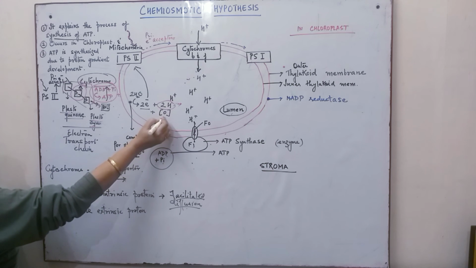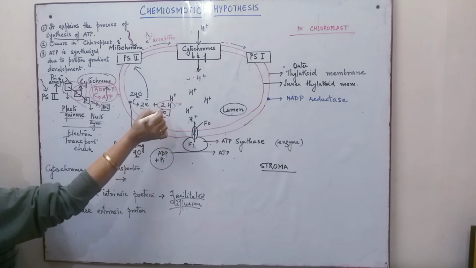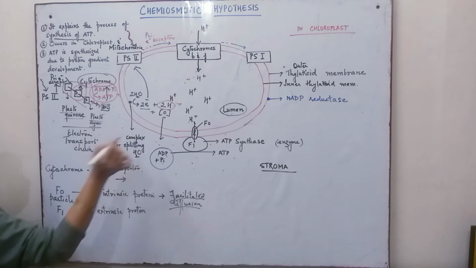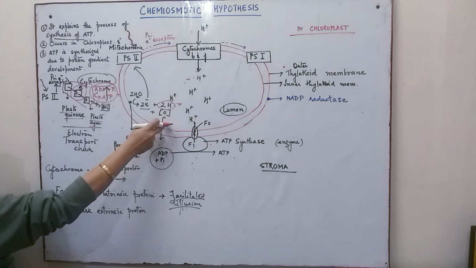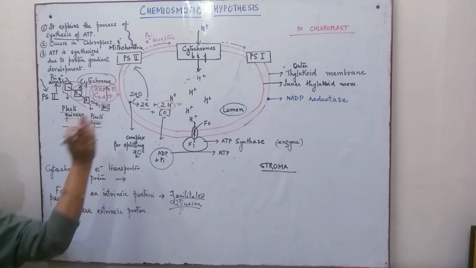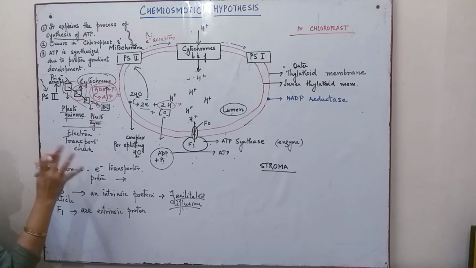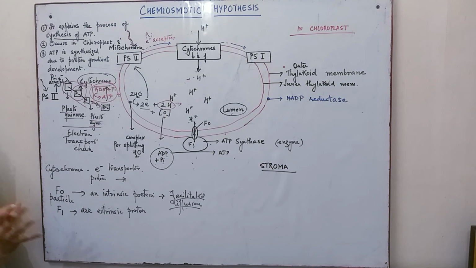The oxygen which is produced as a byproduct moves from the lumen to the outside, that is towards the stroma. It is a byproduct. So remember that oxygen is produced within the lumen, and the splitting of the water molecule also takes place towards the inner side of the thylakoid membrane, that is towards the lumen.